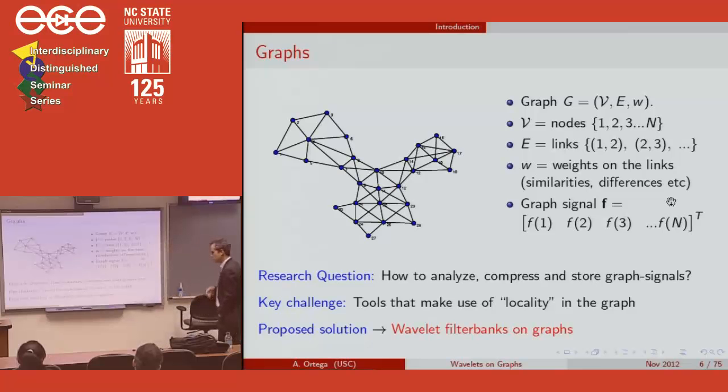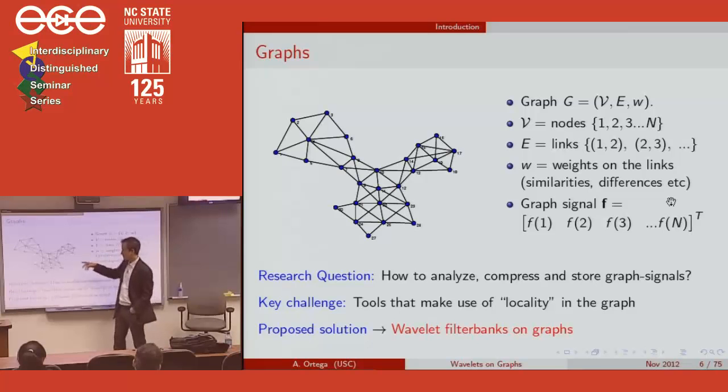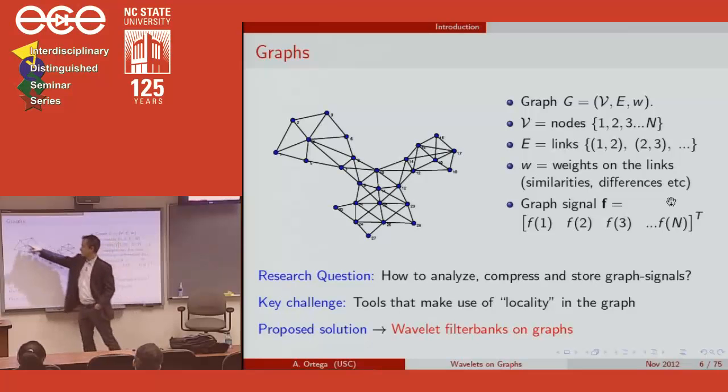Okay, so we would like to develop techniques to analyze, compress, and store data in the graph signals. And I think an important point to make is that we want to develop tools that make use of the connectivity and the locality in the graph. If you think about a graph signal, if you have an n-node graph, this is a vector of dimension n. What we would like to do is process it in such a way that we take into account the fact that these two nodes are connected, but this node is not directly connected to this one.